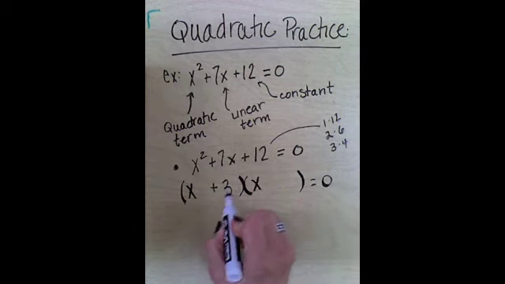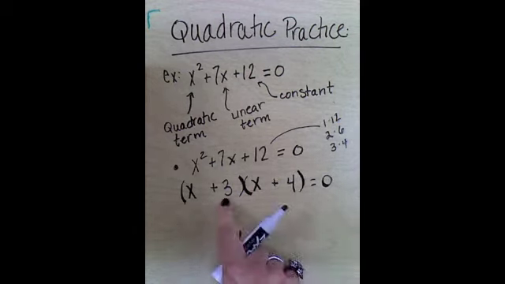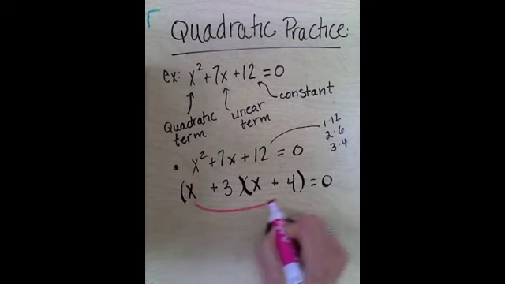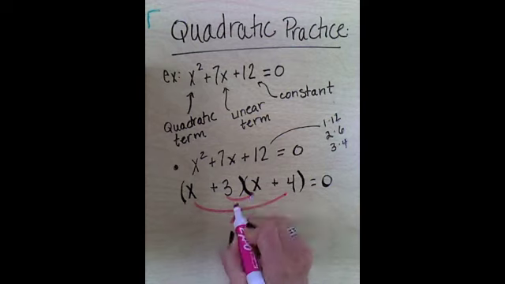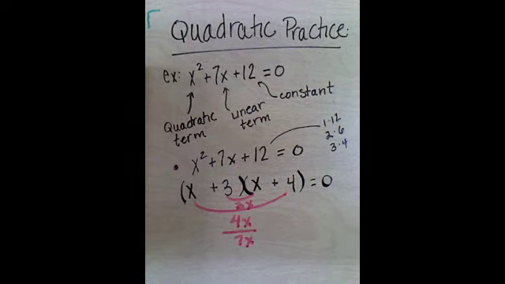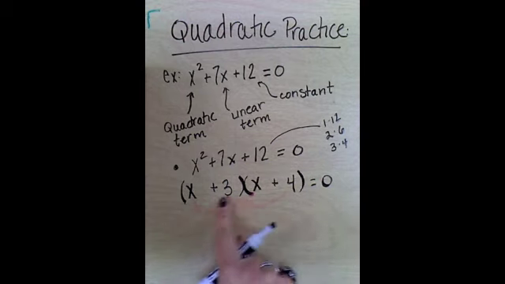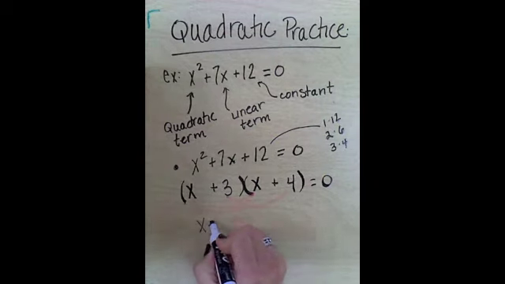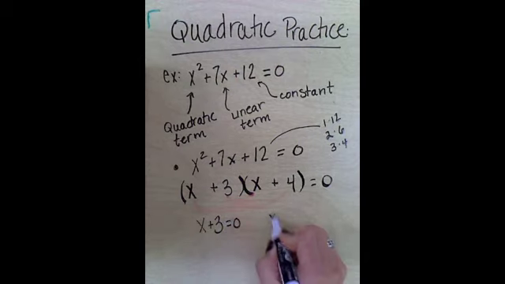So a positive 3 and a positive 4 are the values that I multiplied together to get 12. But when I check and I make sure that I still get 7x in the middle, 4x, 3x, add up to 7x. So I know that I factored this correctly in order to solve this equation. Now that I have it factored correctly, we're going to use what's called the zero product property. And we end up with x plus 3 equals 0 and x plus 4 equals 0.